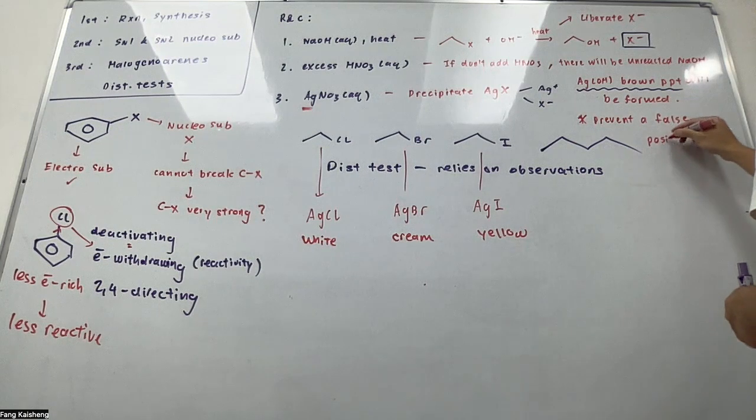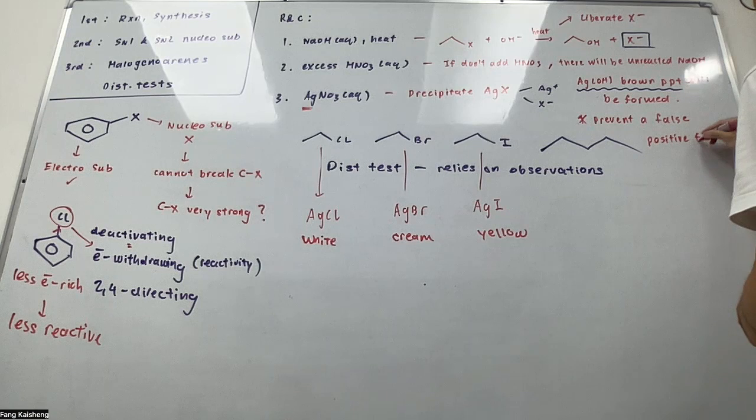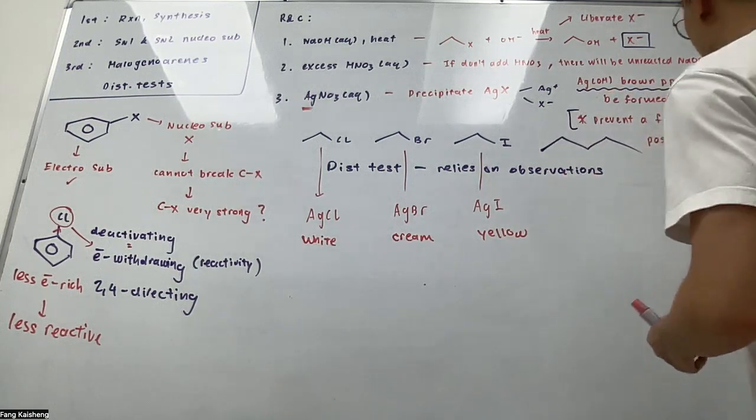I'm sure you all know what a false positive is. The result of the test tells you that there's a halogen, but actually there's no halogen. That's what a false positive is. So in the exam, if they ask for this, just write this down.